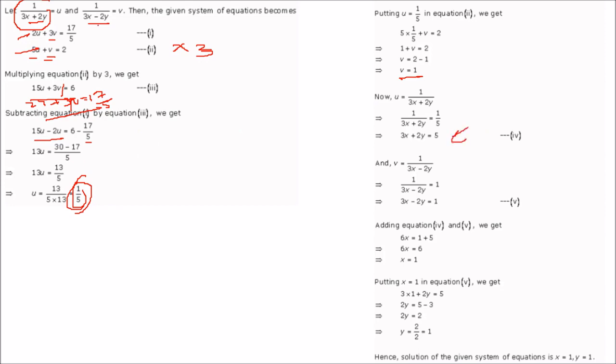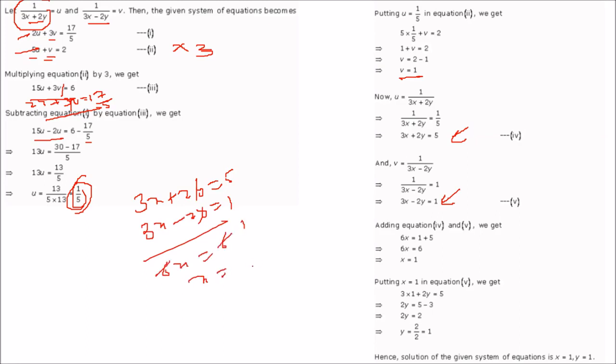Then we had 1 by 3x minus 2y equal to v. v was found to be 1. So 1 by 3x minus 2y equal to 1. That is 3x minus 2y equal to 1. This is your second equation. Again, when we solve this, 3x plus 2y equal to 5. Now we have to solve these systems of equations. This gets cancelled. 3x and 3x is 6x. 5 plus 1 is 6. So x is equal to 1. And what will be y? Put it in any of these equations. y will be equal to again 1. So the solution of x and y is 1, 1.